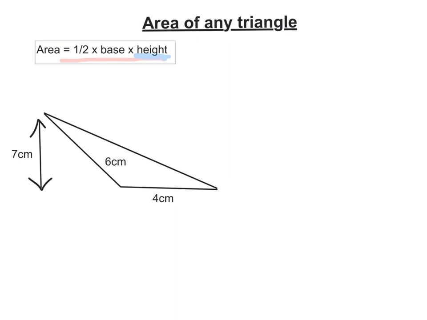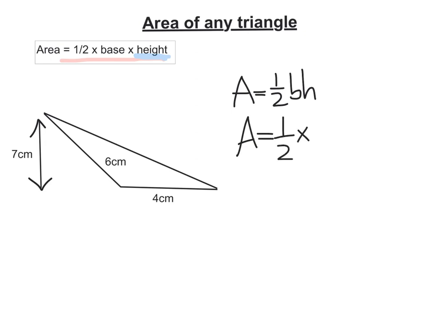So the first thing we obviously need to do is write out our formula. Now in shorthand, we could write it as A is equal to half times base times height. So a half times by now the base. Here's a base here. It's the side 4. Now the height, well, it's not the 6.